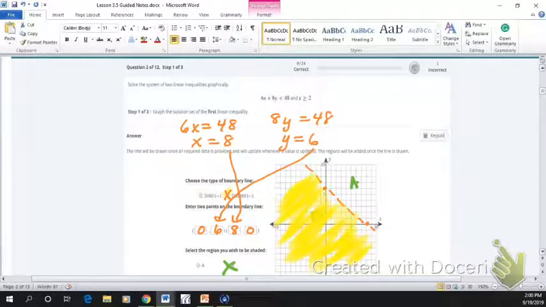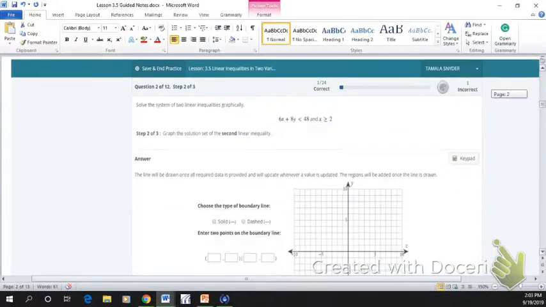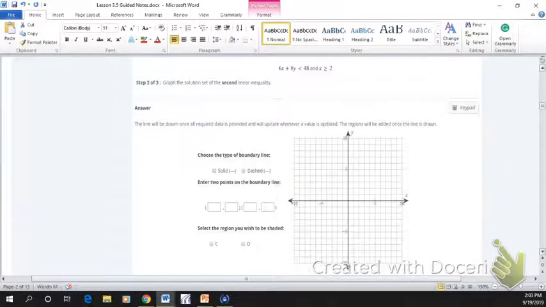So, everybody okay with step 1 of example 2? So step 1 was to graph this line. Step 2 is going to be to graph this line. Solid. Okay, so here's your step 2.